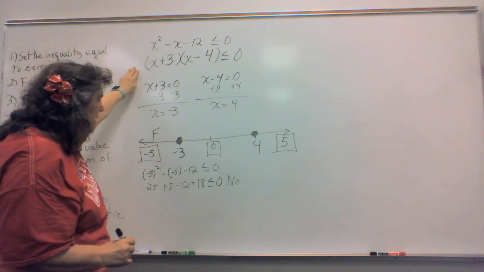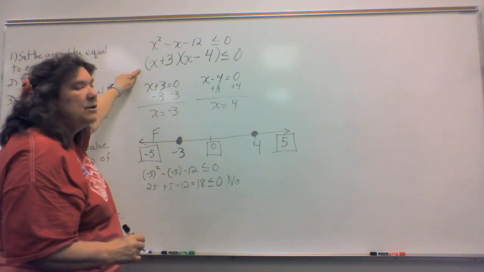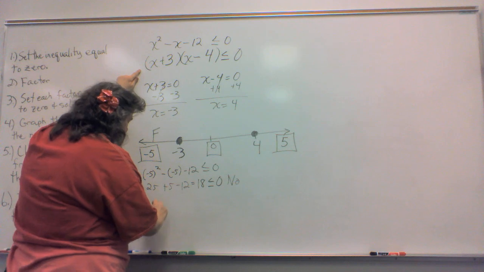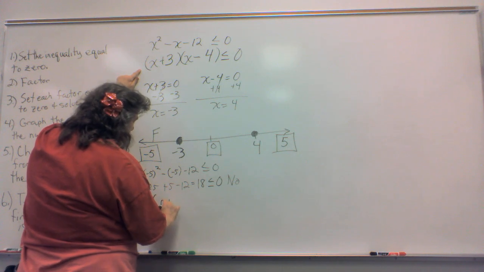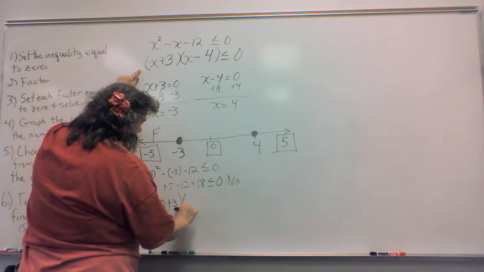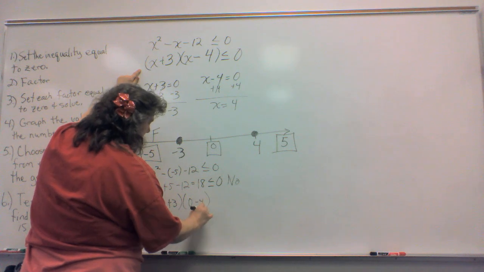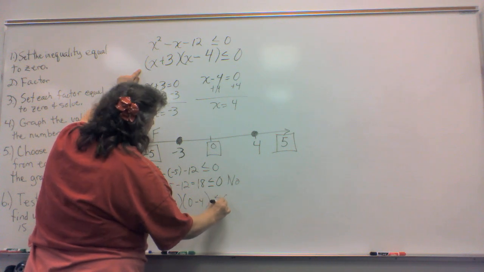Okay? Now I'm going to show you with the second one using the 0. And I like this because 0 plus 3 times 0 minus 4, is this less than or equal to 0?